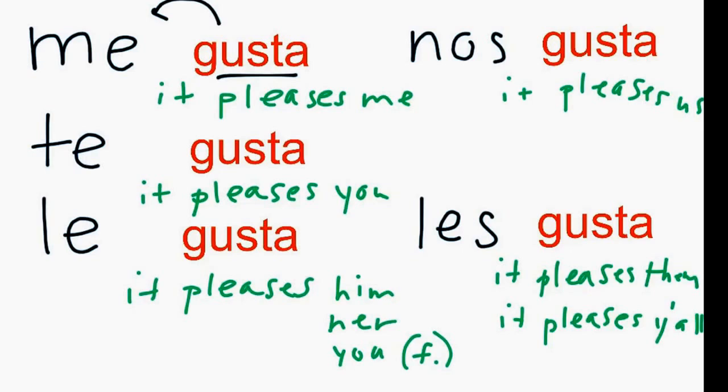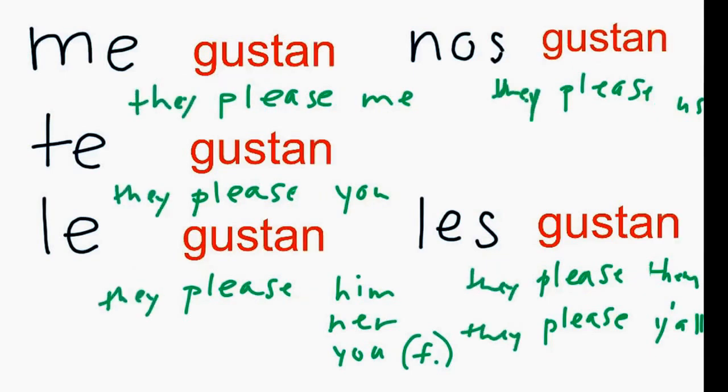Okay? So you can see that it's kind of backwards, right? It's not like in English where we say I like and then the next thing comes. Okay? In this case, we're going to say me gusta, te gusta, le gusta, nos gusta, and les gusta when it's a single object that is pleasing to us. The same thing applies, except we just change one little thing. Can you guys see what's different about this page?